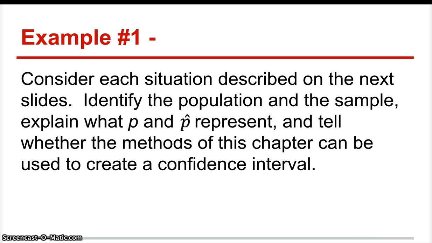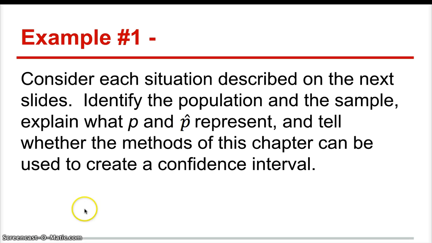Okay, so what we're going to do now is go over some examples, and hopefully that will help clear up some stuff. Example 1 is going to have 3 different parts, maybe 4. We'll see how it goes. Consider each situation described on the next slides. Identify the population and the sample, explain what p and p-hat represent, and tell whether the methods of this chapter can be used to create a confidence interval.